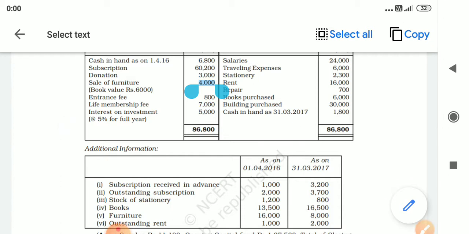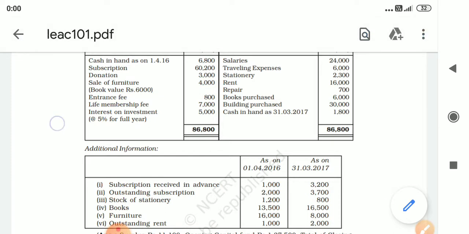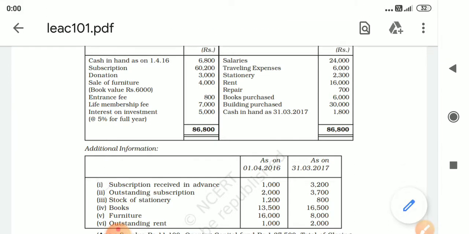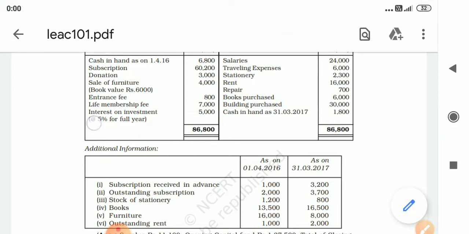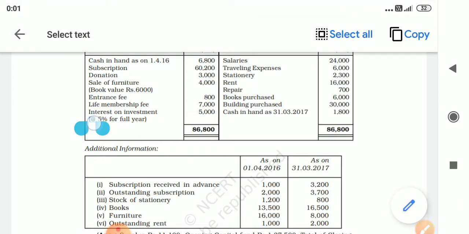Now here within brackets it is mentioned 5% for full year. So immediately you should see whether any investment is mentioned here. No, it is not mentioned. But we have received 5% for the full year. So we have to calculate what the investment is. Okay, it is the reverse calculation.